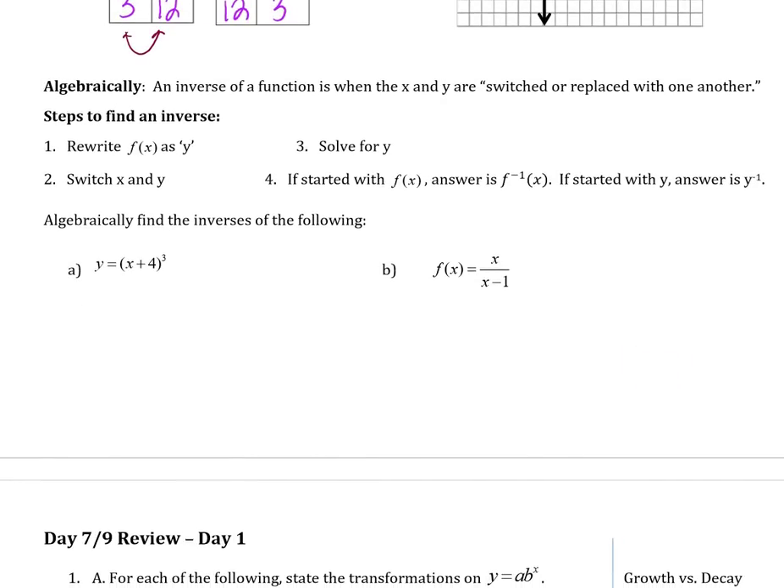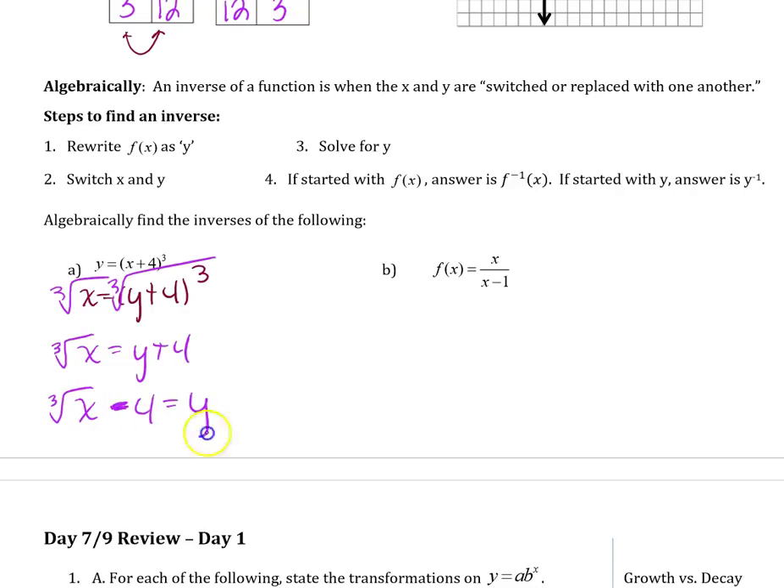Okay, so we're going to take that concept of switching x and y to find algebraically inverses. So if I want the inverse of a, I just simply switch x and y. And now the name of the game is solve for y. So I'd take the cube root, subtract 4. Okay, but instead of saying y equals as my final answer, it would be y inverse equals the cube root of x minus 4.